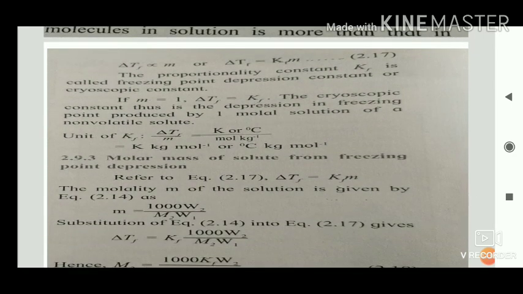Then we see the unit of Kf. Delta TF upon m is equal to K or degree Celsius divided by mole per kilogram, equal to K kilogram per mole or degree Celsius kilogram per mole.